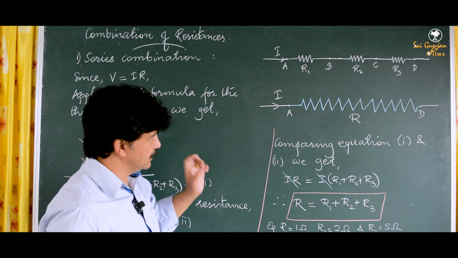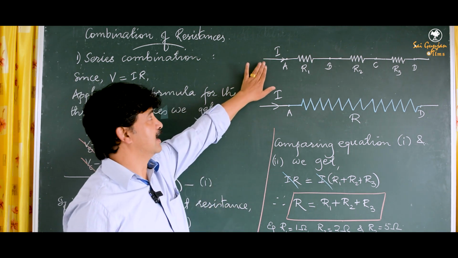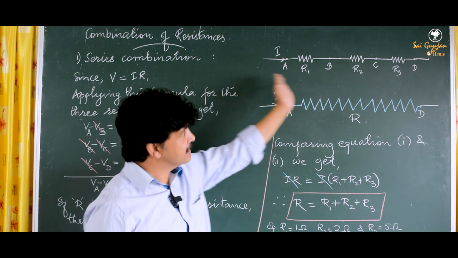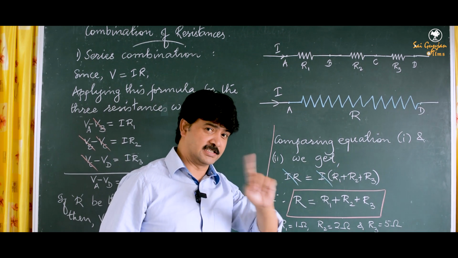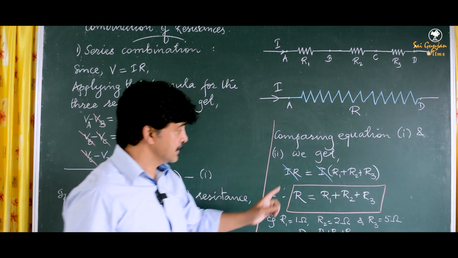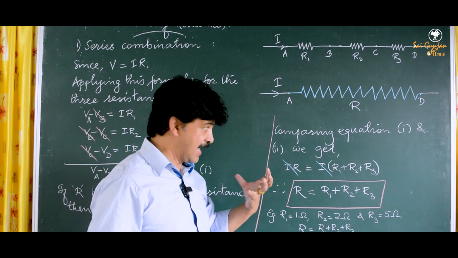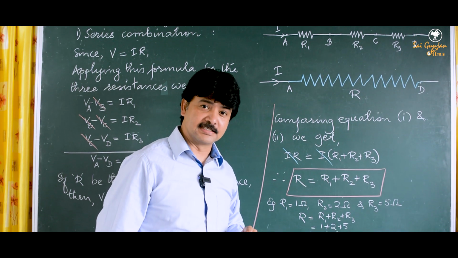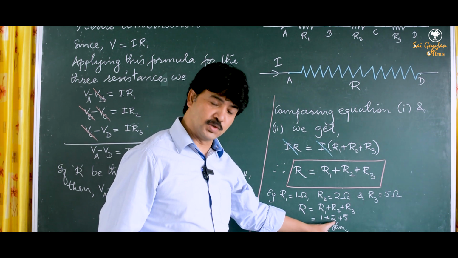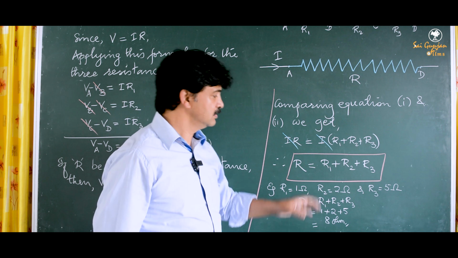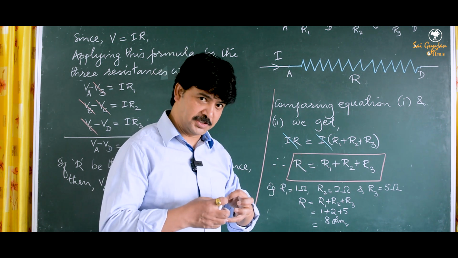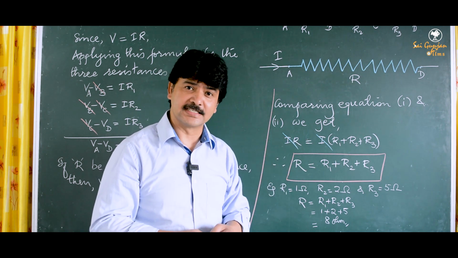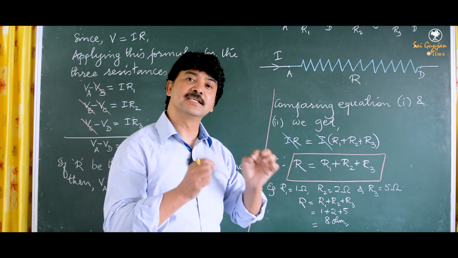Now, there are two things for you to remember regarding the series combination. Number one, the same current flows through all the resistances which are connected in series. And number two is this: whenever resistances are connected in series, the value of the equivalent resistance will be more than all the resistances, isn't it? So this 8 is more than 1, 2 and 5. So whenever resistances are connected in series combination, we get a higher value of resistance. That means if we need a higher value of resistance, the resistances should be connected in series combination.